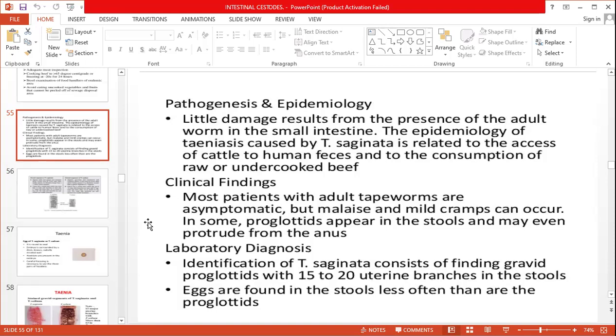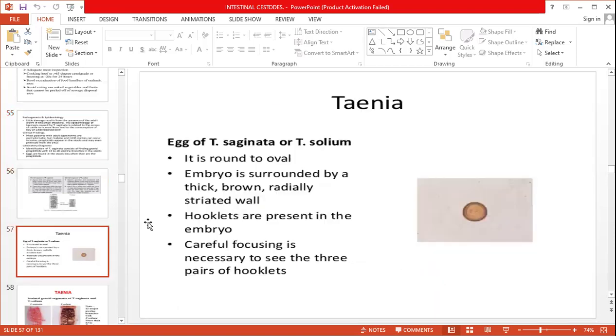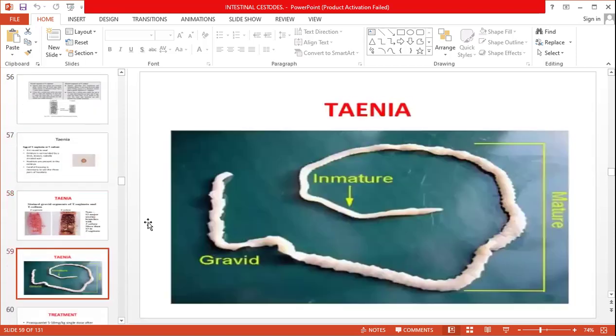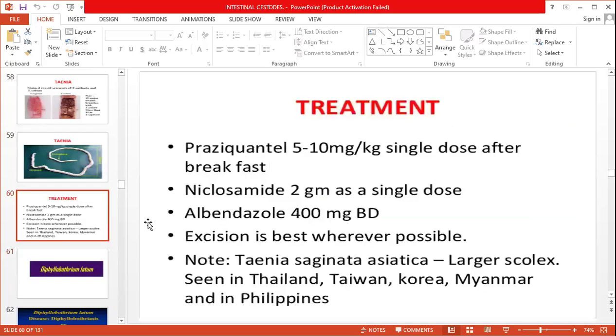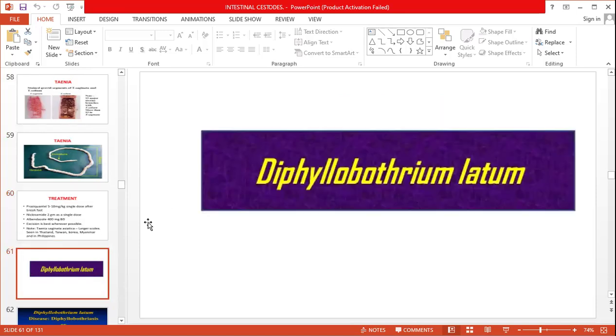In the laboratory diagnosis, the identification of T. saginata consists of finding gravid proglottids, which have 15 to 20 uterine branches, in the stool. Eggs are found in the stool less often than the proglottids. The treatment: praziquantel, niclosamide, albendazole; excision is best wherever possible.